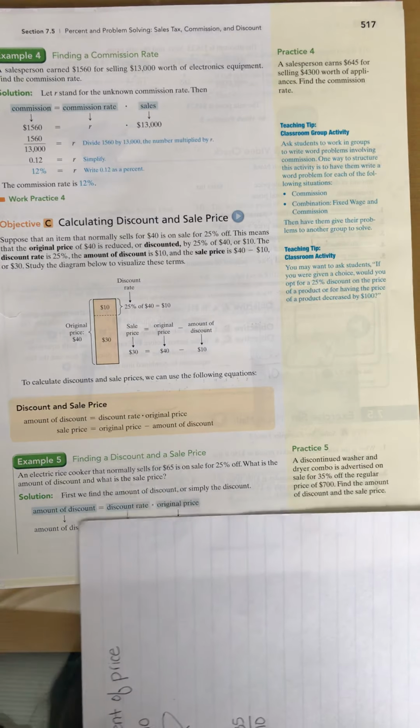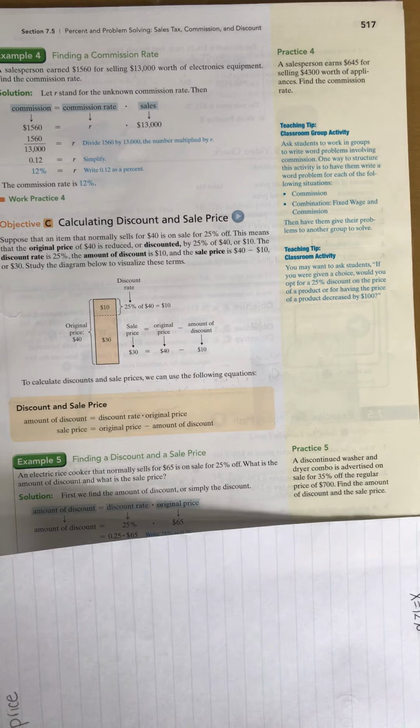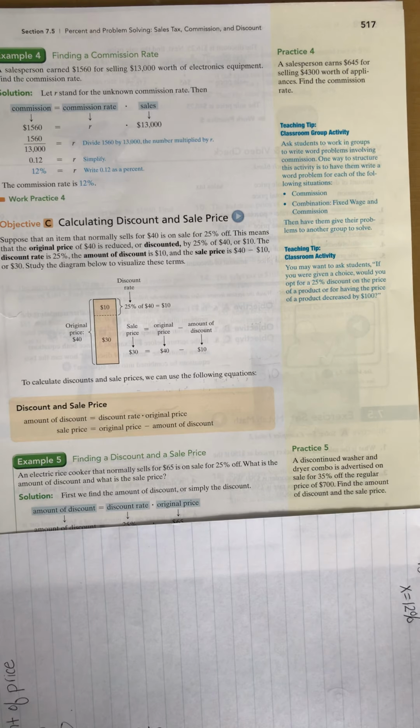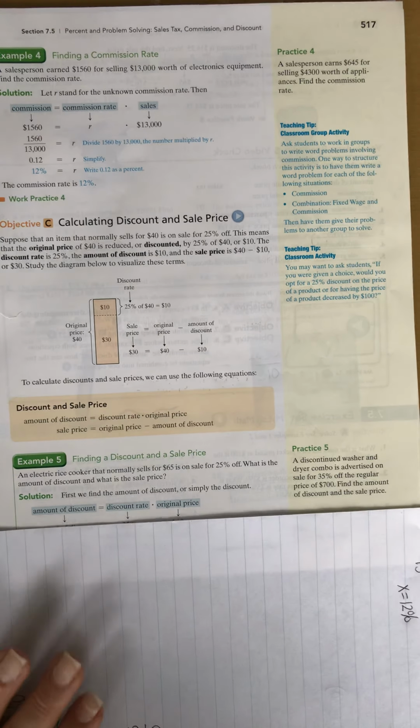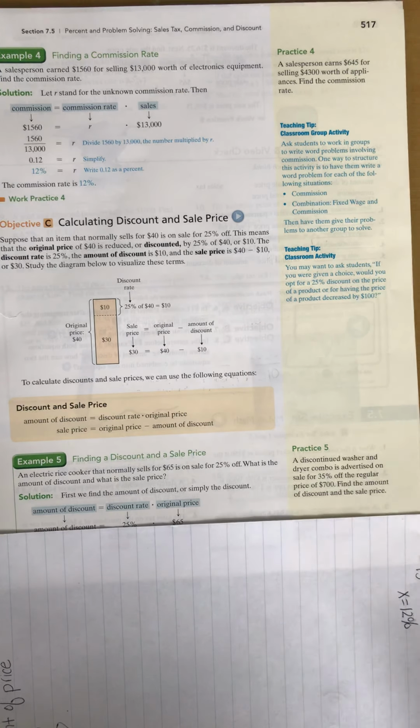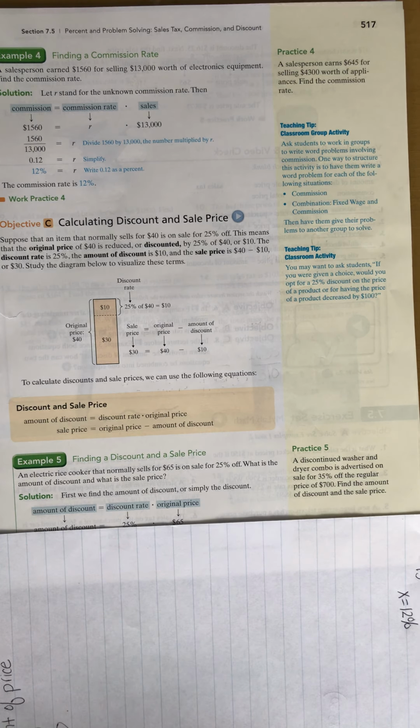Discount rate. When you want to find a discount or what you're going to end up paying if something is discounted, you have to know how to multiply these out and set this up like we did in the last section. So an electronic rice cooker that normally is $65 is on sale for 25% off. Now I'm going to show you a couple different ways to do these problems. If the question says what is the amount of discount and what is the sale price, we're getting 25% off of this price.